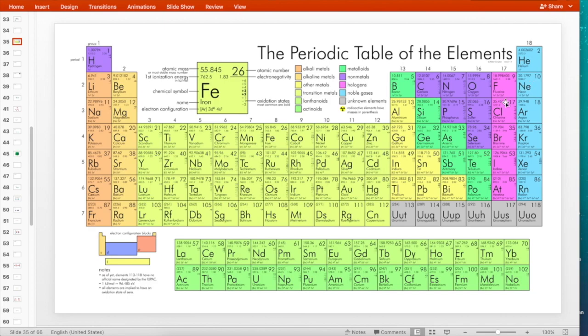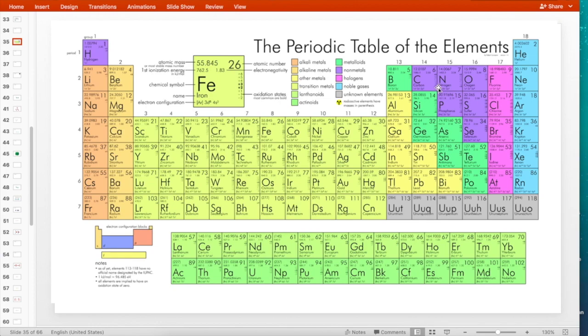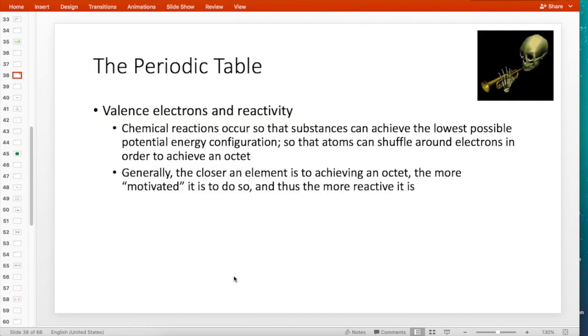Same thing with chlorine. Chlorine likes to gain a single electron. It has 7 valence electrons. It wants to gain one to become like argon, to become a cool kid. So the closer the element is to having an octet, the more reactive it is. So the first two groups are quite reactive. Group 17, very reactive. Group 16, pretty reactive. And then the further you get into the middle of the table, the less reactive the elements are, the less motivated they are, the less excited they are to change up their electrons. Just something to think about. That's what I'm saying right here.